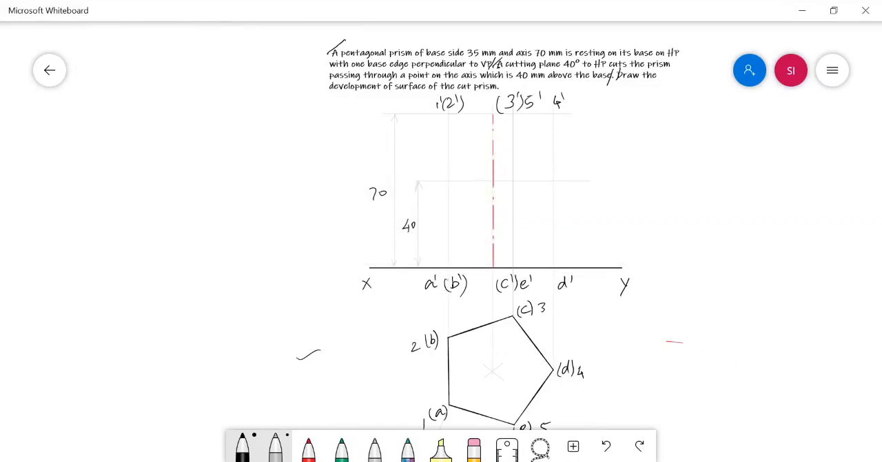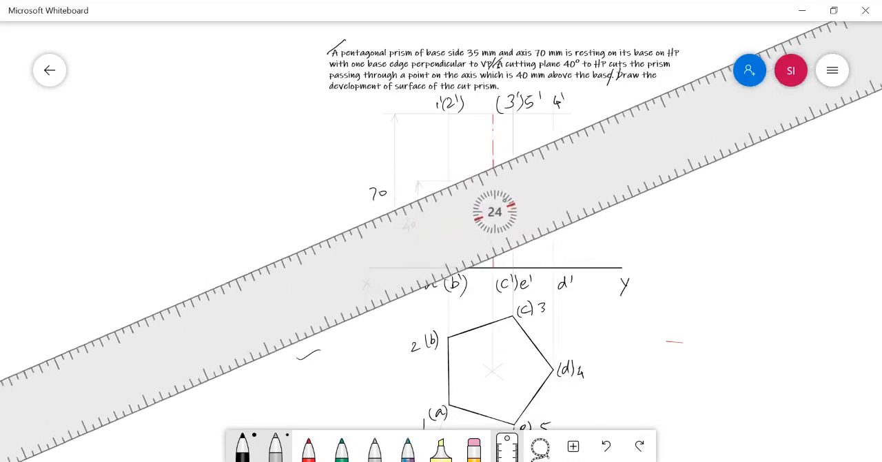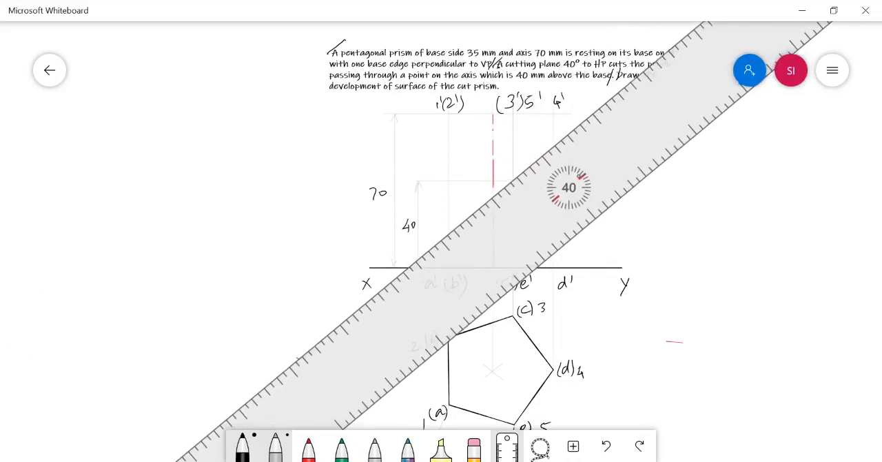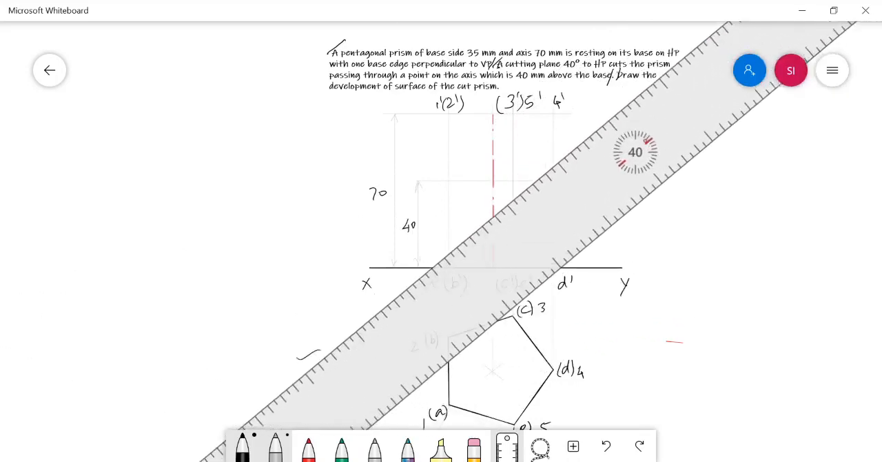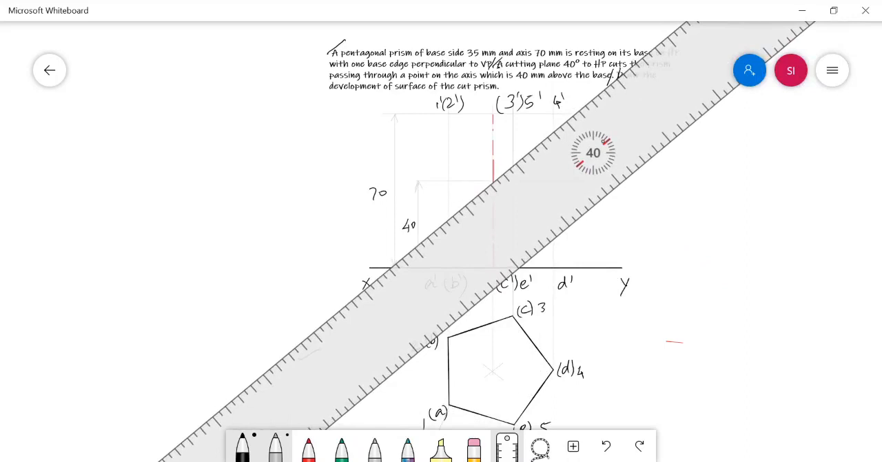And our cutting plane inclination with HP is 40°. So a 40° inclined cutting plane can cut the solid and meet the axis at a point 40 mm above the base. With the proper line format, we need to draw the cutting plane.